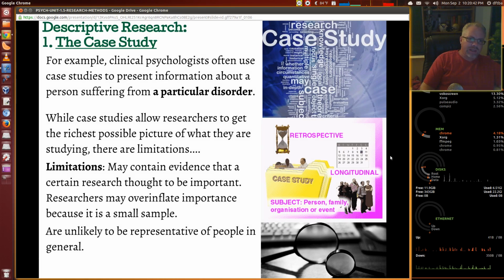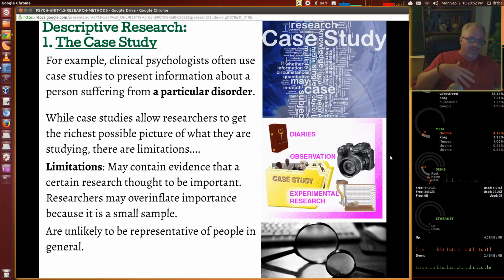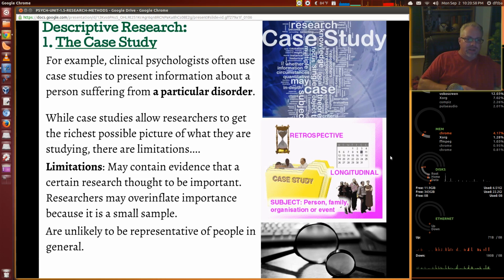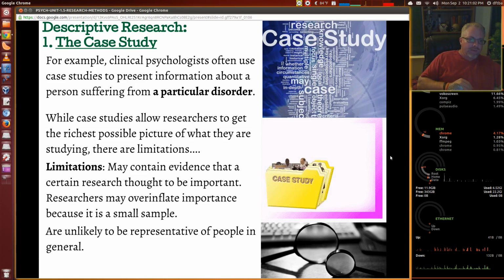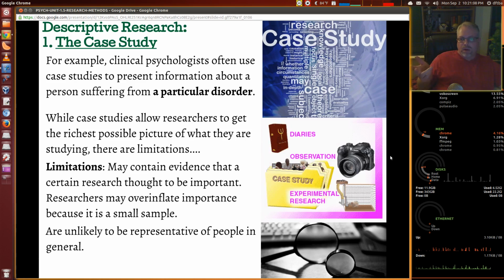So, for example, clinical psychologists often use case study for a particular disorder, and they may study a single person or small group of people who are afflicted in a certain way. And while case studies allow researchers to get the richest possible picture of what they are studying because they're only looking at a smaller view, there are limitations. You can contain evidence that a certain researcher thought to be important and maybe another researcher wouldn't.